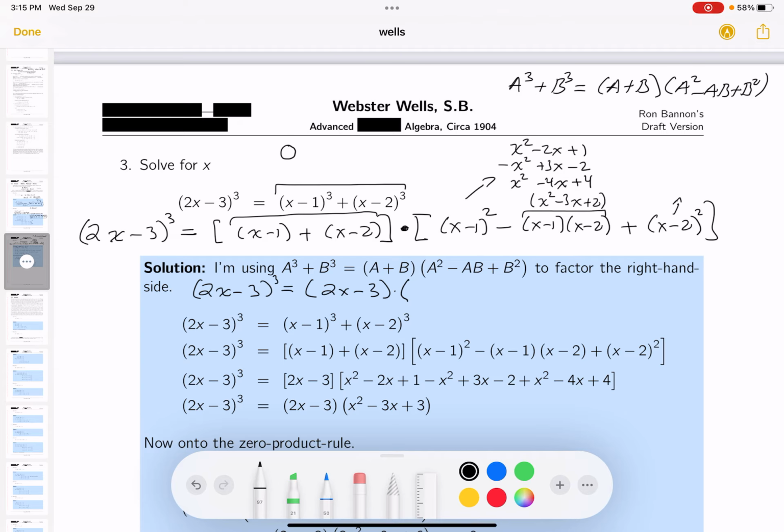What do I get? I'd get x squared. Right, that's not so bad, right? And then what do you get for the middle term? Let's see. Looks like you get minus 3x, right? And then what do you get? You get 4 minus 2, which is 2. You get 3.